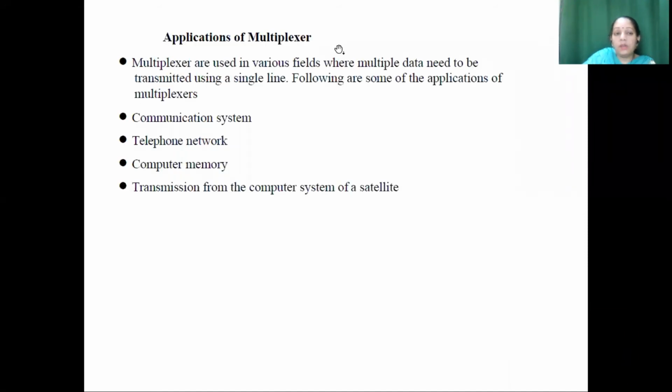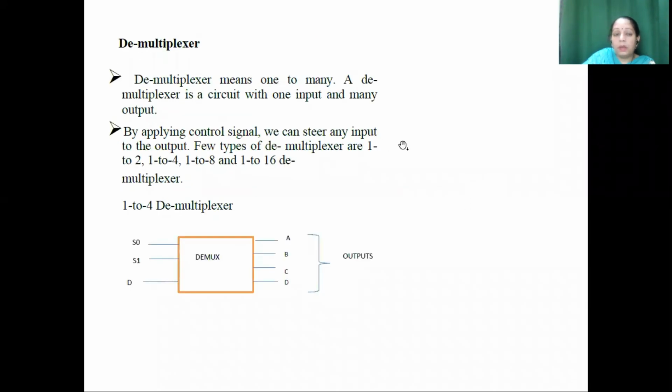Now, applications of multiplexer. Multiplexer is used in various fields where multiple data need to be transmitted using a single line. Following are the applications of multiplexer. These are used in communication systems, telephone networks, computer memory, and transmission from a computer system to a satellite. Now, demultiplexer. Demultiplexer is the reverse of multiplexer.